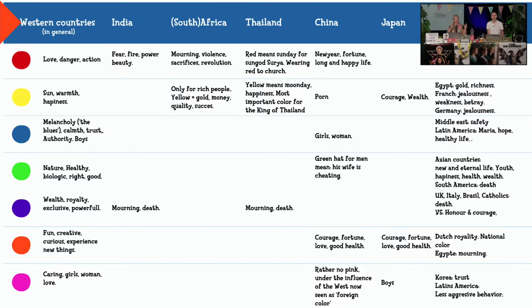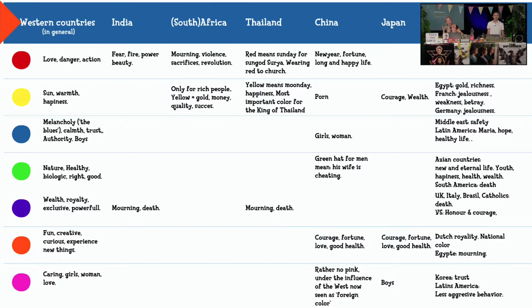Especially when you want to produce a product or a service and bring it into the world, into Europe or into other countries, you can see that colors have different meanings as well. Pink in Western countries in general says caring, girls, women, love, but in Japan it means boys. And even in Europe, some colors have different meanings. The sun stands for sun, warmth, happiness, but in France it stands for jealousy, weakness and betrayal, and in Germany as well. So be very careful with what colors you use and what their meanings are.